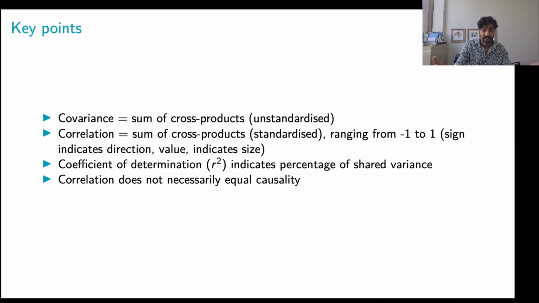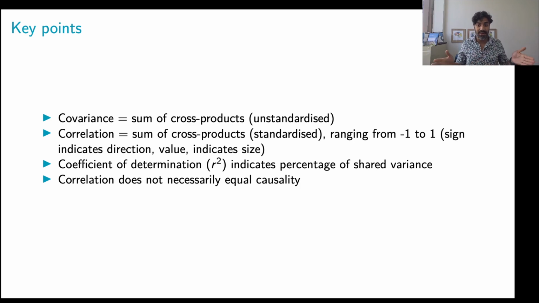So covariance, that was the sum of the cross products for the unstandardized covariance. Remember, that's when they're on the same measure and you're able to get a sense of what those cross products are. Correlation is the sum of the cross products, but it's standardized, right?